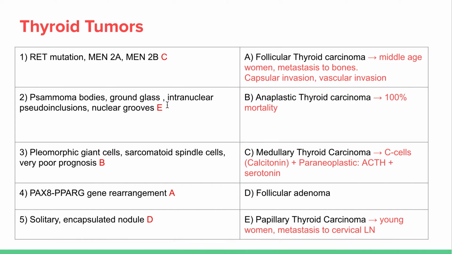Second, you have Orphan Annie eye nuclei, ground glass appearance, intranuclear pseudo-inclusions, and nuclear grooves. This classically describes a papillary thyroid carcinoma. This is seen in younger women, and classic metastasis is to the cervical lymph nodes.